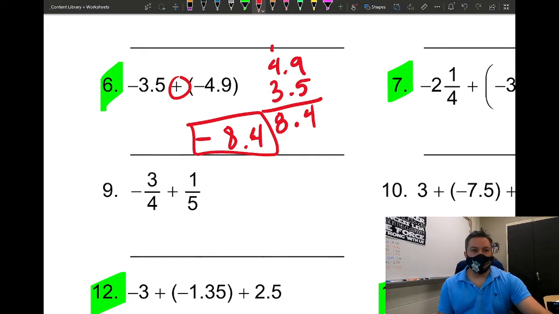And this is what I want to see on your paper. Just the work. How you got the answer, you did it like that. Questions so far? Number 7.